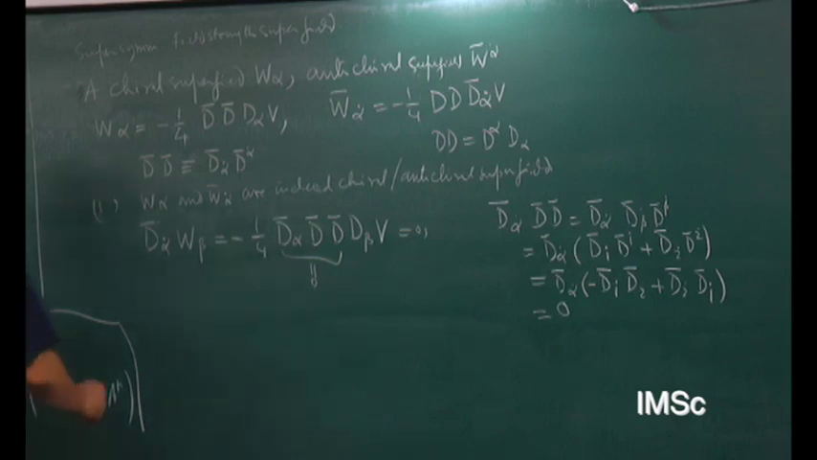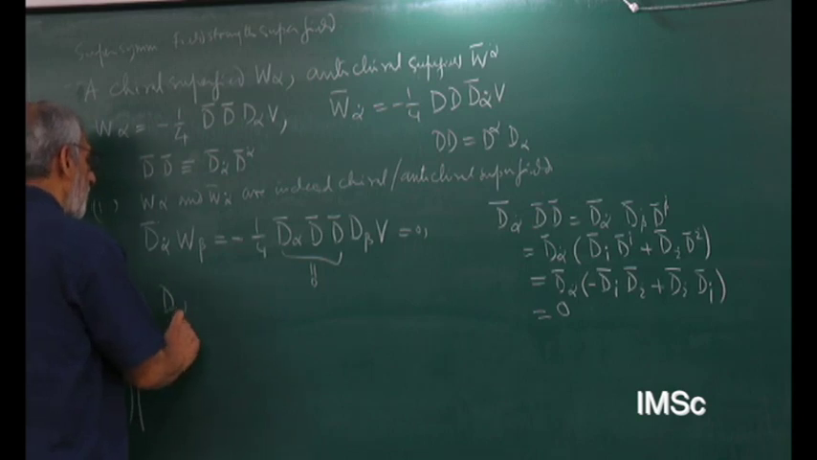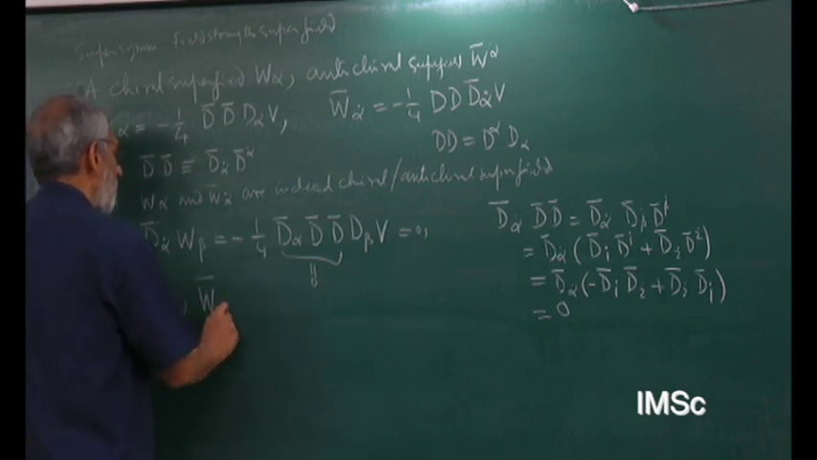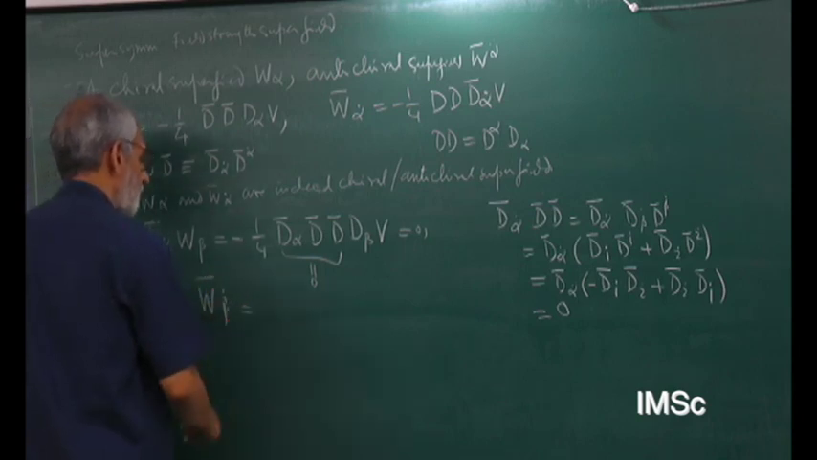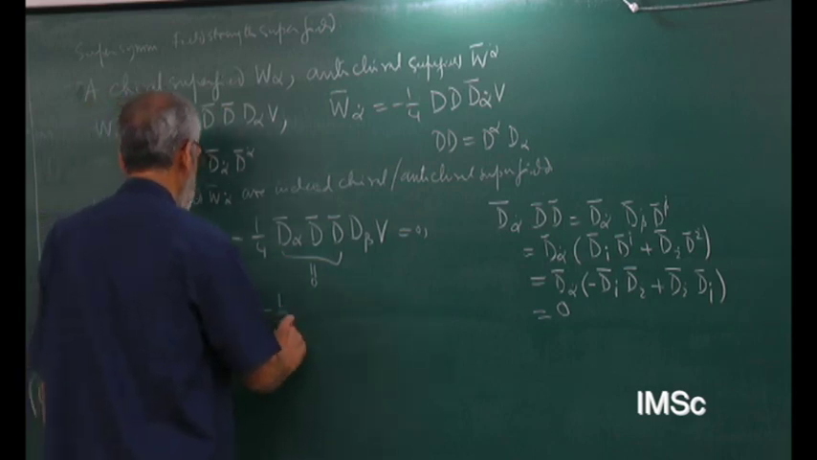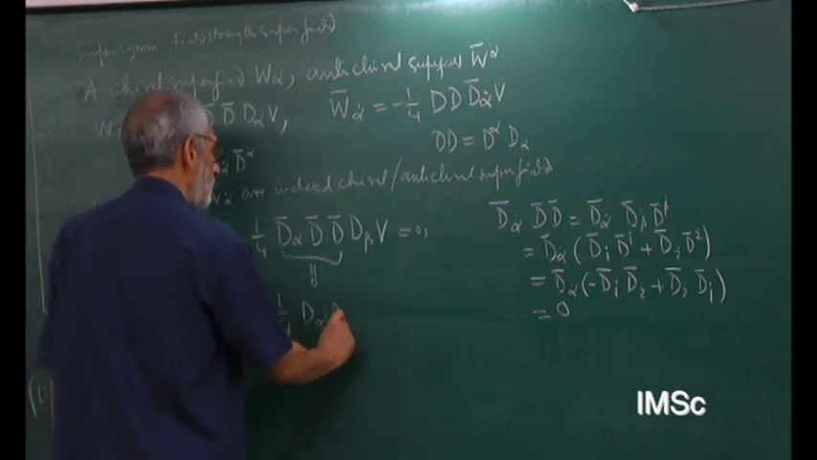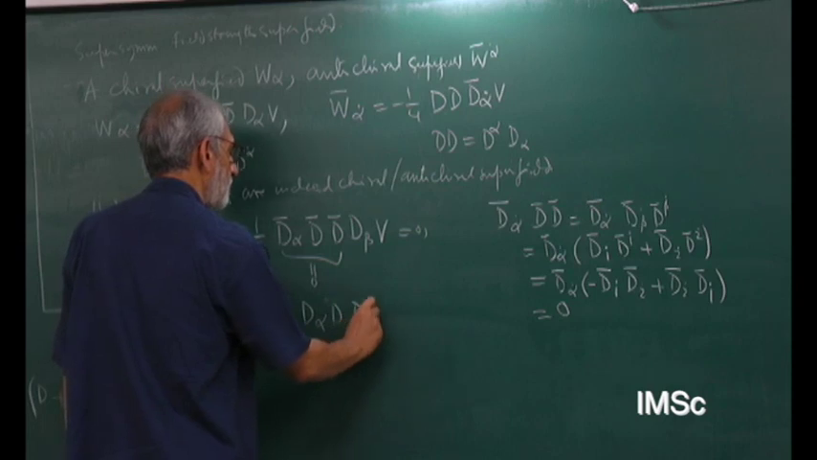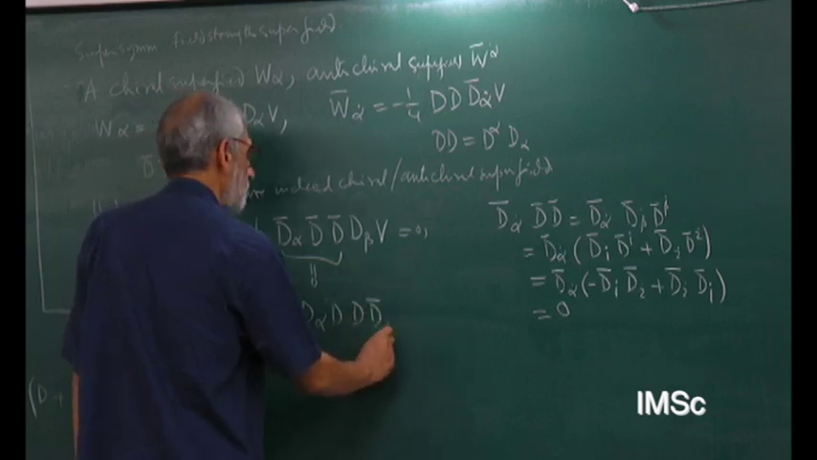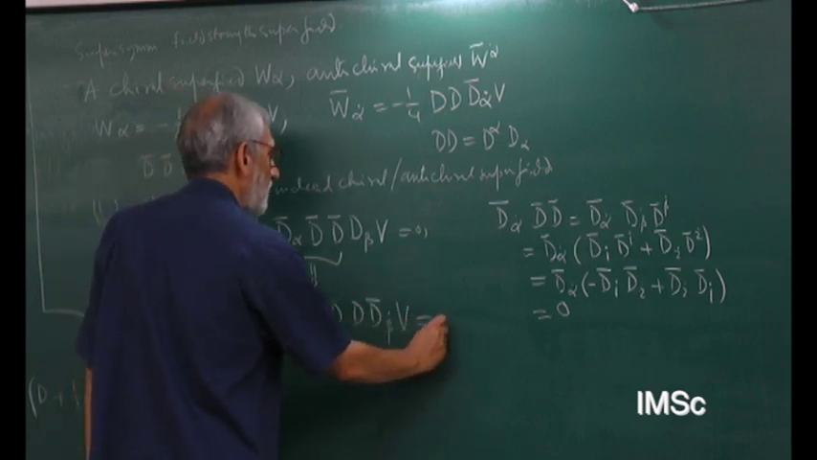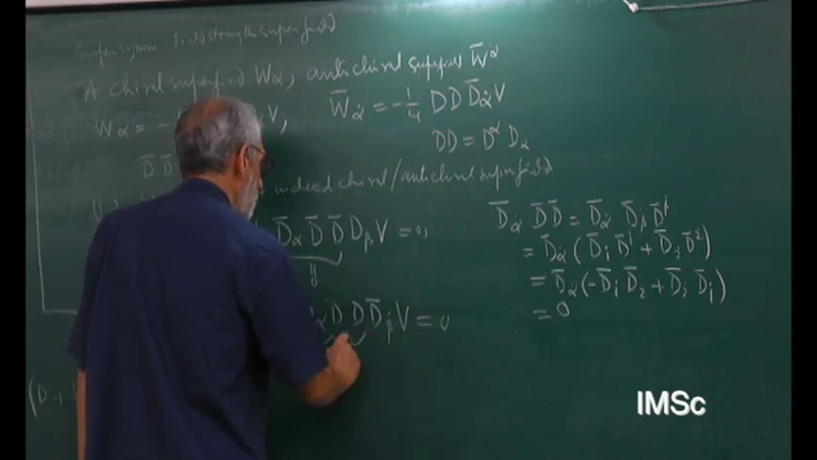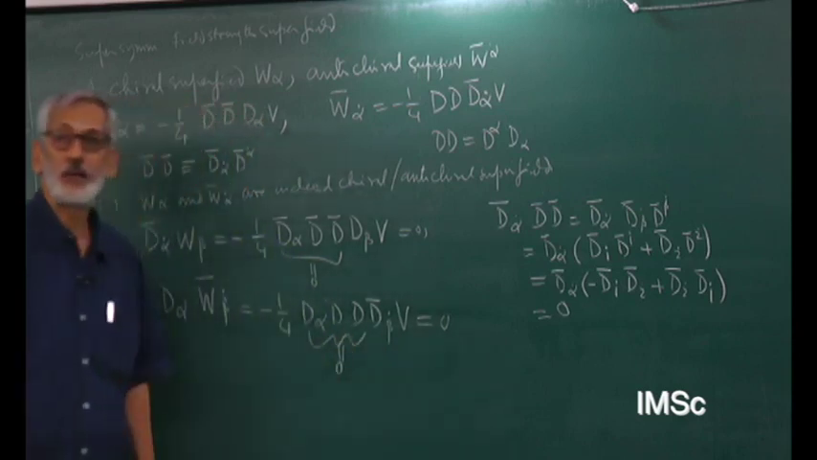Similarly, apply D alpha on W bar beta dot. And that is also 0 for the same reason, because this is identically 0.